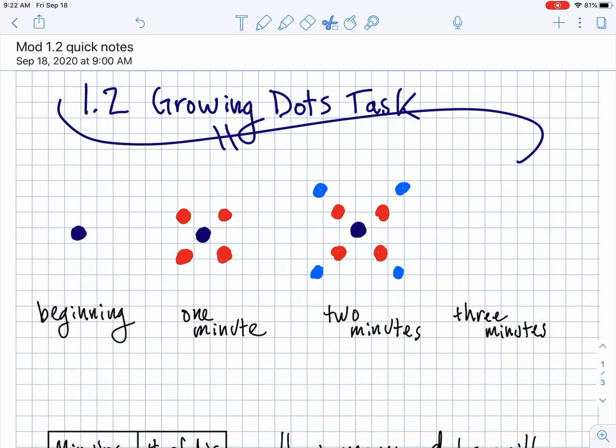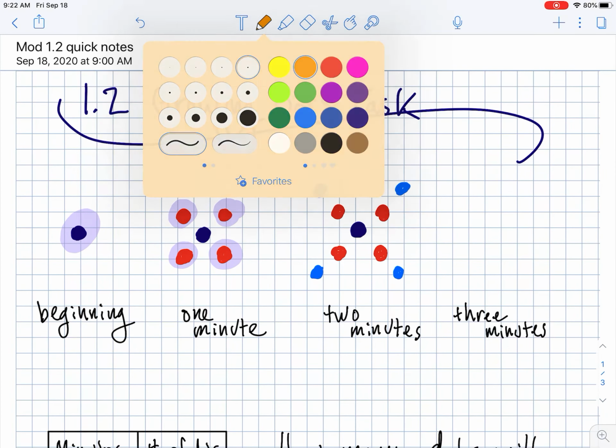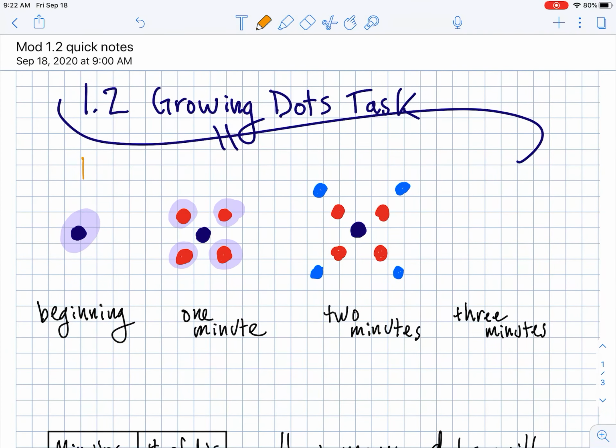Today we're going to quickly talk about the 1.2 growing dots task. Just to refresh on what this task is, you start with one dot in the beginning of the problem, and then after 1 minute it has grown to the second diagram. Please notice that that one dot has had 4 more dots added onto it, so this brings us to a grand total of 5. In fact, let's get a separate color and say that this first diagram has 1 dot, this one has 5, and then if you count up this one, I believe it has 9. Please notice that 4 more dots have been added on to the previous diagram.